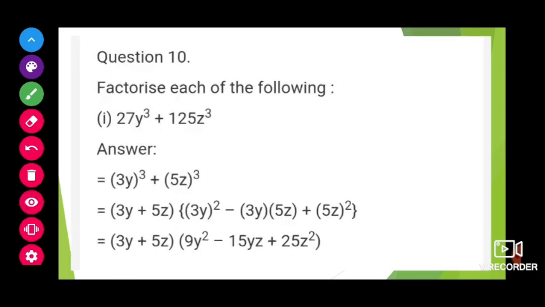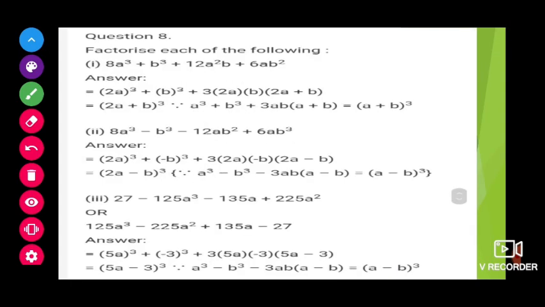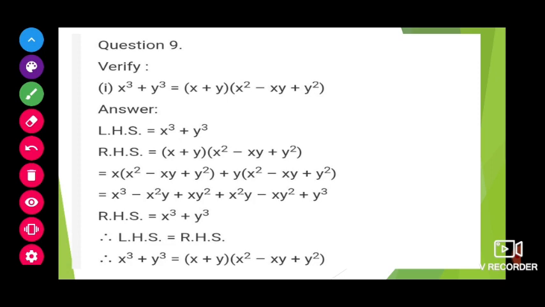Next, factorize each of the following. Just now we had seen the formula. Now what is the formula? x cube plus y cube is equal to x plus y into x square minus xy plus y square. So by using this also we can do.